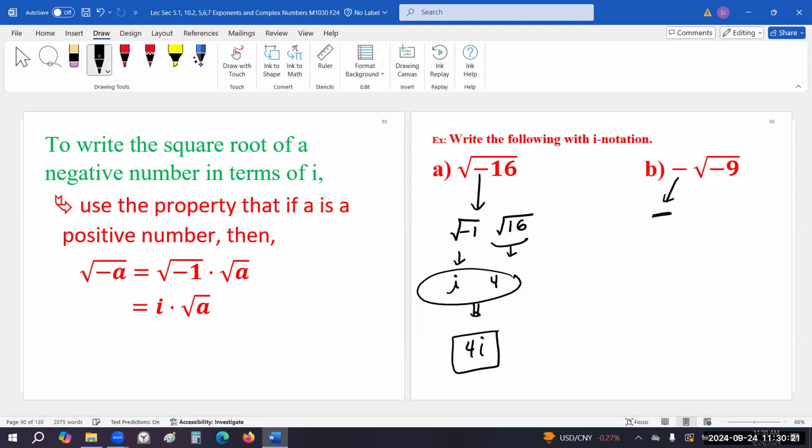This negative is extra, right? It's outside of the radical. And from here, what do you get? 3i. So it's negative 3i. If you want to see the details, no problem. It's the square root of negative 1 times the square root of positive 9. This is imaginary, not real. And this is the real number 3. When you combine all of them together, we get the extra negative and then 3i.